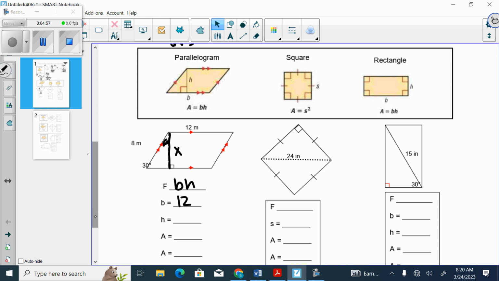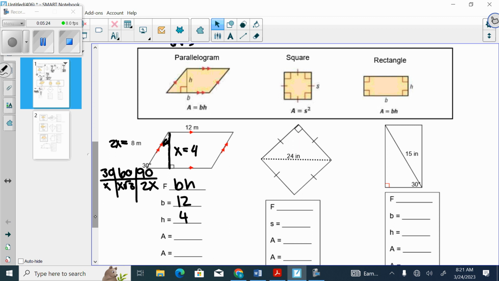So again, what do we label the side across from 30? X, which is the piece that we're looking for, right? And which piece did they give us? 2x. So what is x? 4. Just a reminder that for your 30, 60, 90, if you don't have it memorized, which you should by this point, there's your chart.